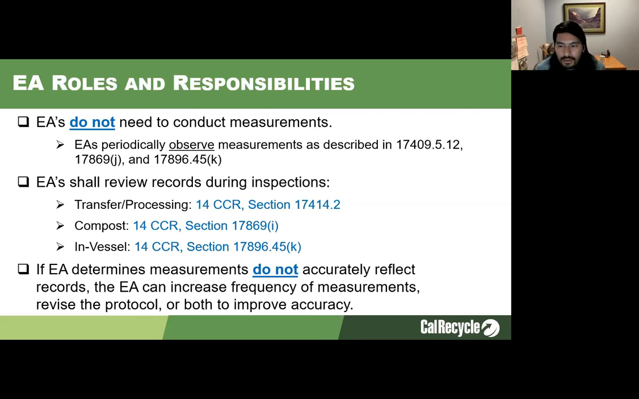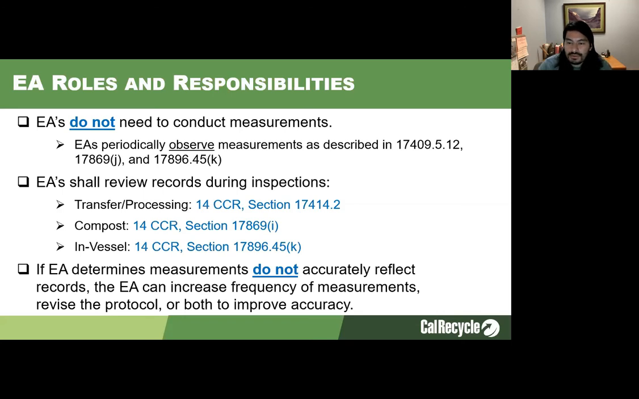So what exactly do those sections cover? Well, what they cover is the EA's role with regard to ensuring that those measurements are being conducted accurately and consistent with the measurement requirements. The EA's role and responsibility is to review records to ensure that the measurements are accurate and that they are being conducted consistent with the applicable sections.